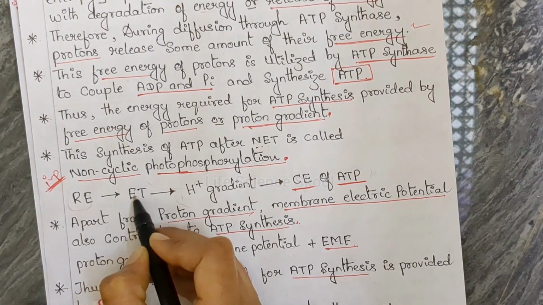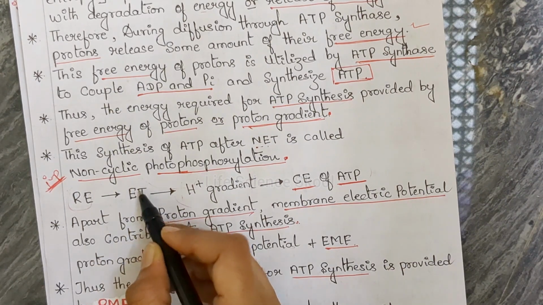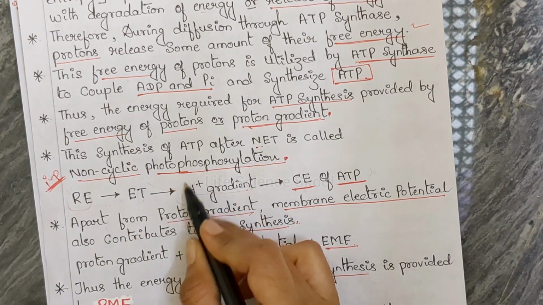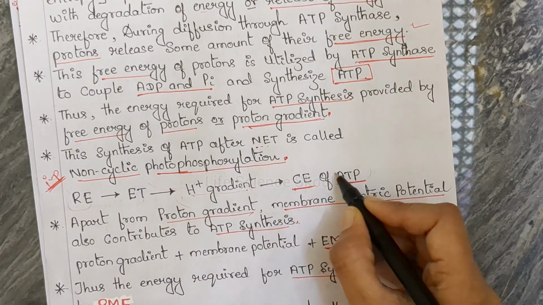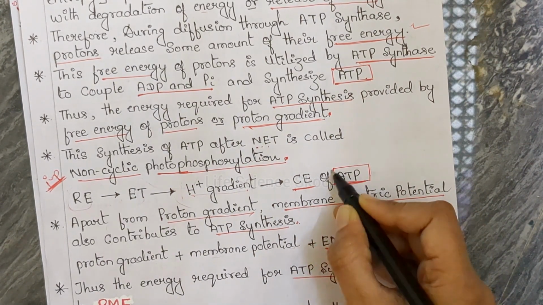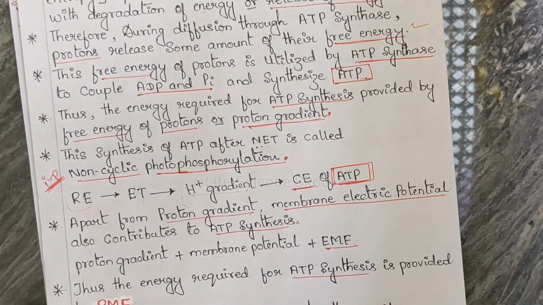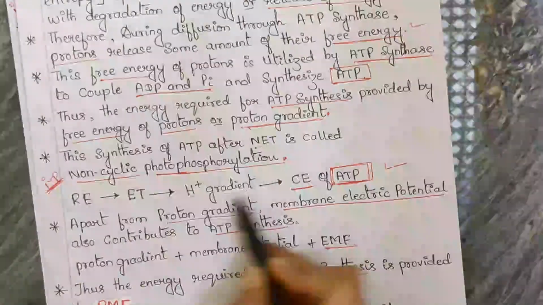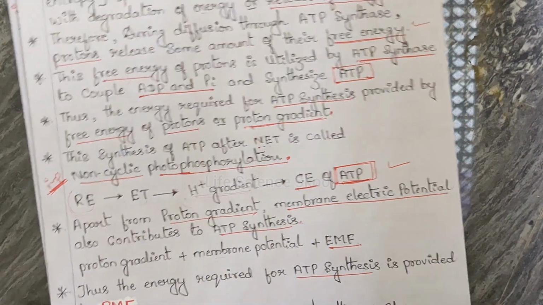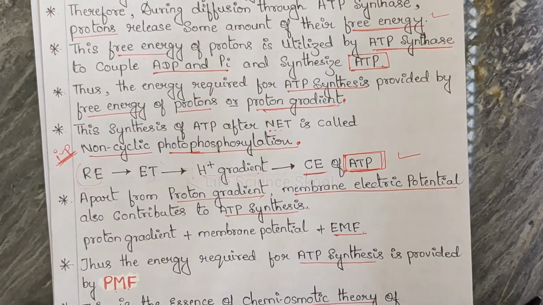Radiant energy drives the electron transport, this electron transport creates a proton gradient, and this proton gradient helps in the synthesis of a chemical energy called ATP, the energy currency, the molecular currency, adenosine triphosphate. You can remember it by this equation very easily. I have given the summary in a single equation. I am hoping that will help you.